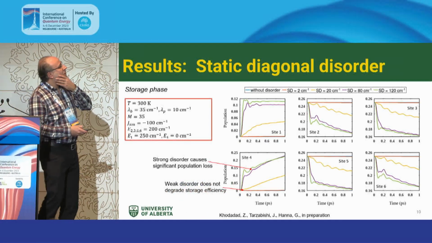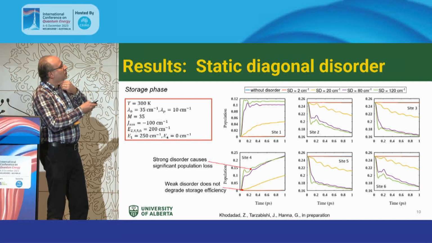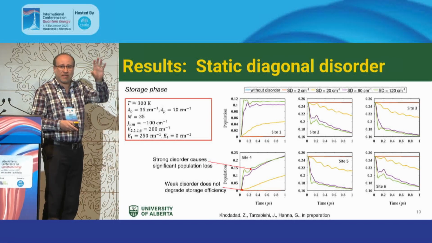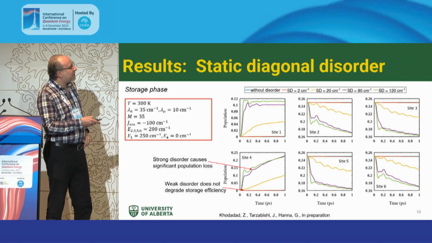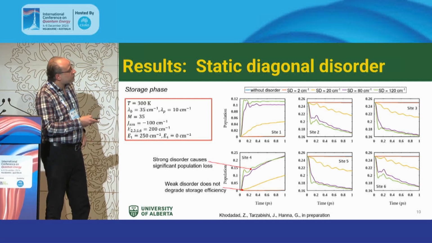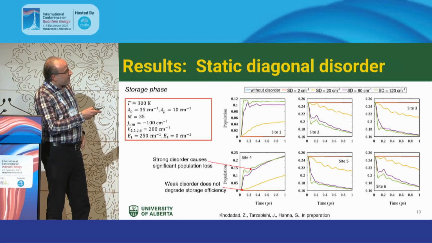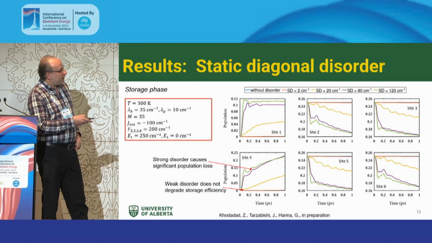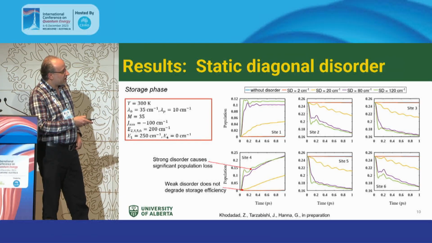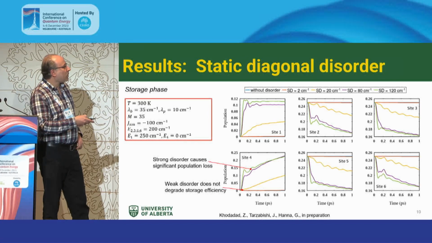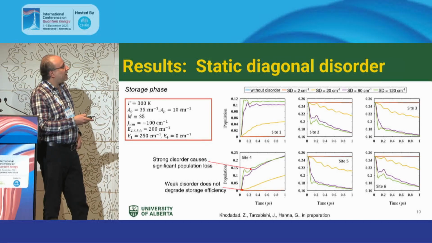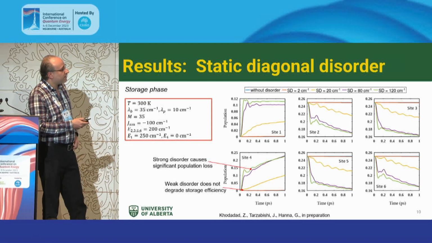Starting with static diagonal disorder during the storage phase using these parameters, I'll draw your attention to the site 4 population, the exit site population. We see that weak disorder, two wave numbers here, which is about 1% of the site energies of the bulk sites, does not significantly affect or degrade the storage efficiency. So we have no leakage here. However, as you would expect, as you increase the disorder, you get significant population loss.